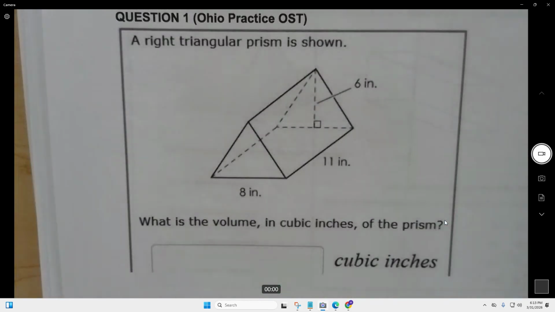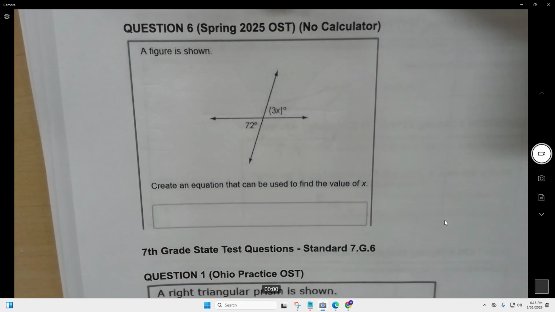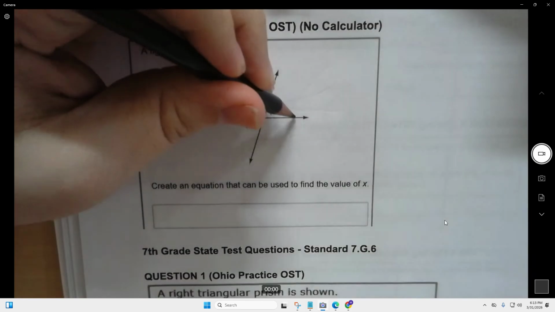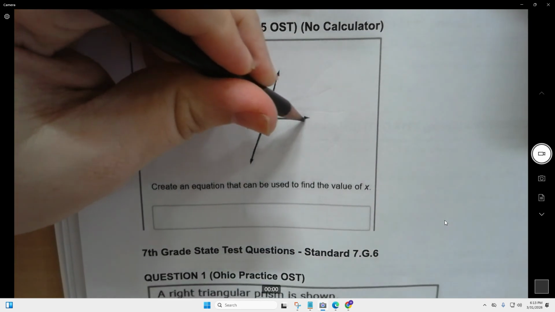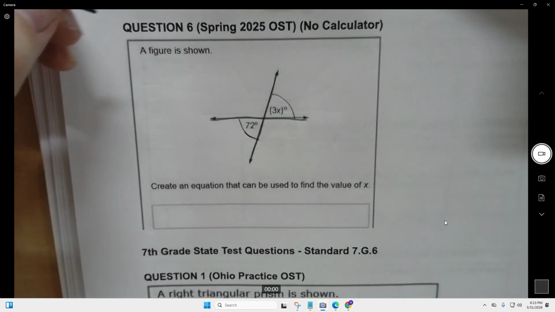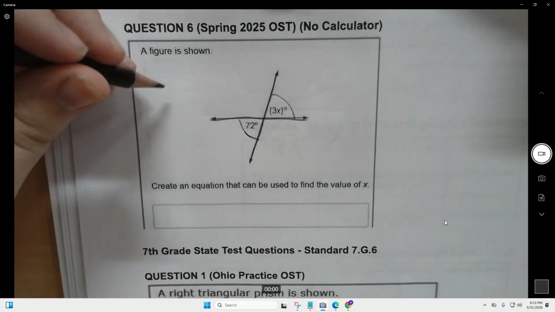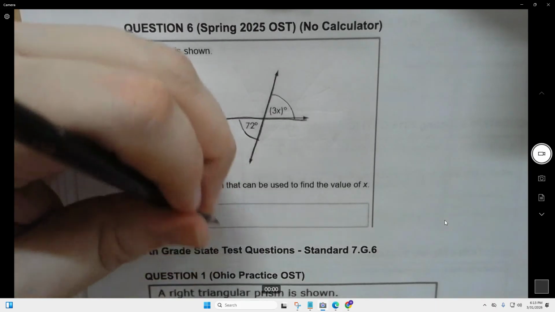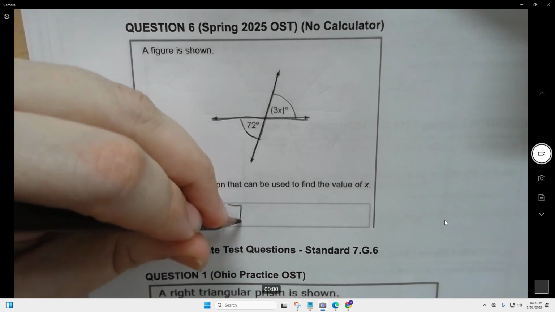All right. Question 6. A figure is shown. Create an equation that can be used to find the value of x. So, just like I said a couple questions ago, when you have a situation like this, a line crossing like this, these are vertical angles. Vertical angles are the same measure. Okay? So, if they are the same, that means they are equal. So that would mean that 3x equals 72.